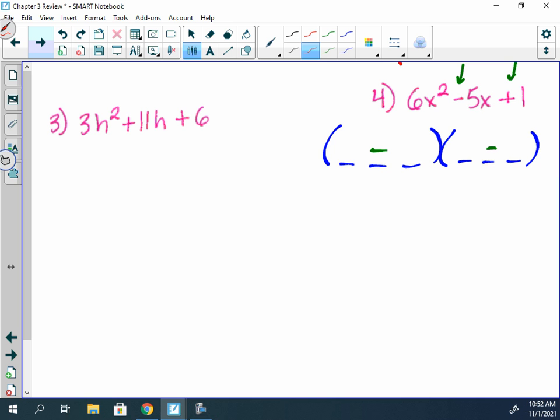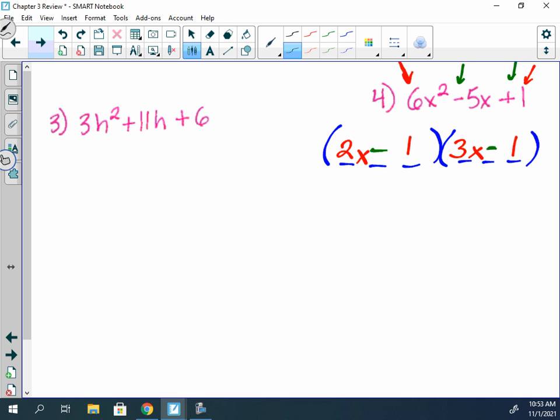From here, we're going to find the factors of the first and third term. So we're finding the factors of 6x squared. Well, x squared is going to be x and x. Now the factors of 6 are 1 and 6 or 2 and 3. Which one do we want to try first? Now we also need to find the factors of 1. Well, they are 1 and 1. Those are the only factors of 1.